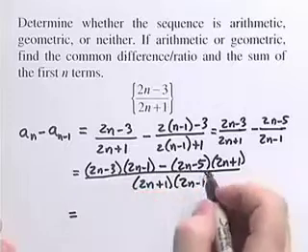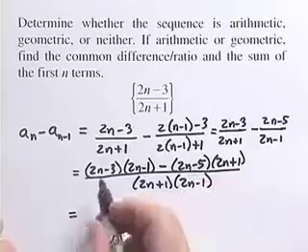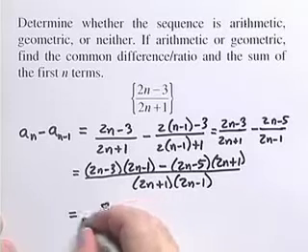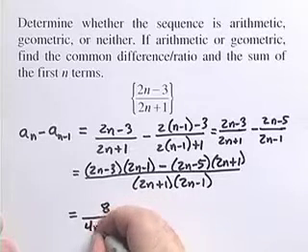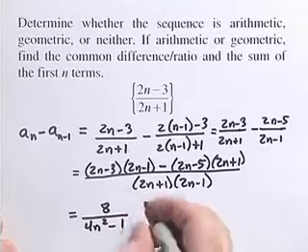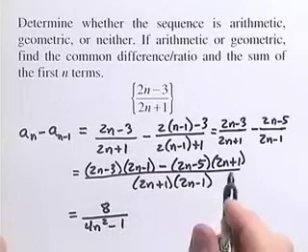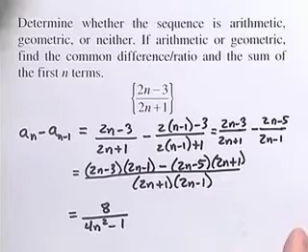If we do the multiplication and simplify this, we'll see that the difference between the consecutive terms is equal to 8 divided by 4n² − 1. Well, this is not a constant, and so we can say that this sequence is not arithmetic.